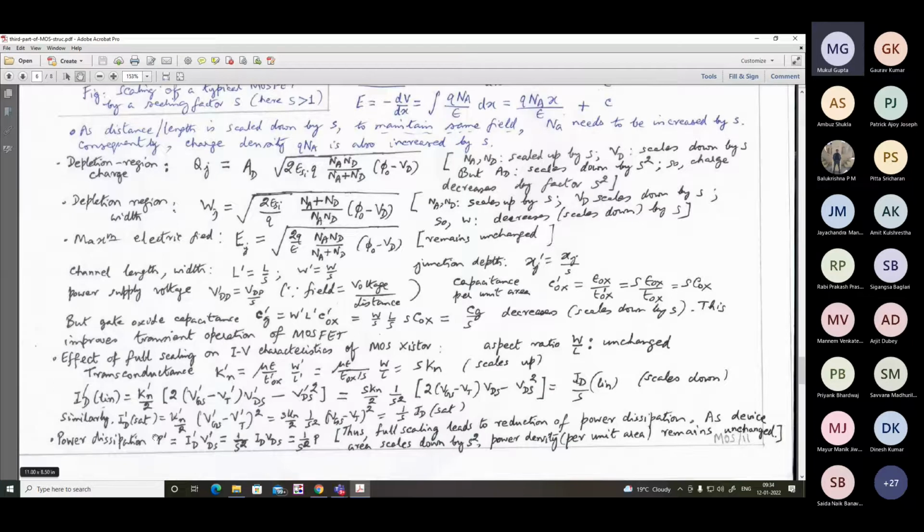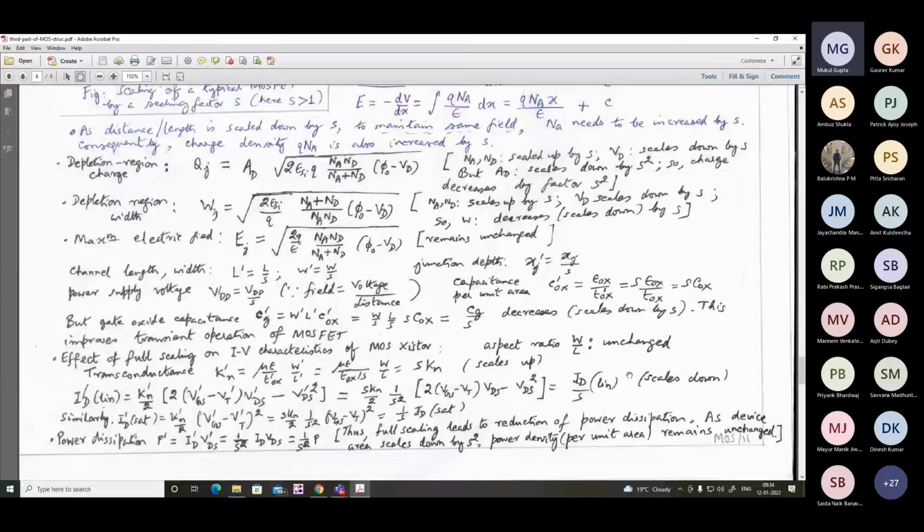So K prime will become S K N, and then two voltages are there, and voltages come down by a factor of S, so for constant dV/dx it will be 1 by S square. So ultimately, I see that the magnitude of current will go down as a result of constant field scaling. And similarly, saturation current also will be like that.